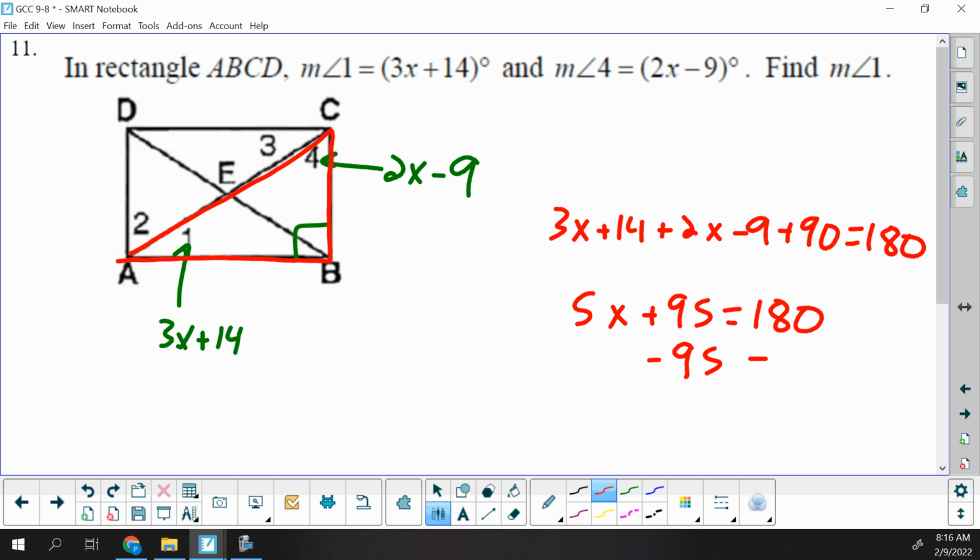If we subtract the 95 over, we get 5x is 85. And divide both sides by 5, we'll get x is 17.